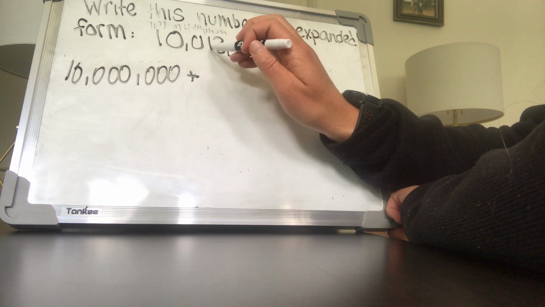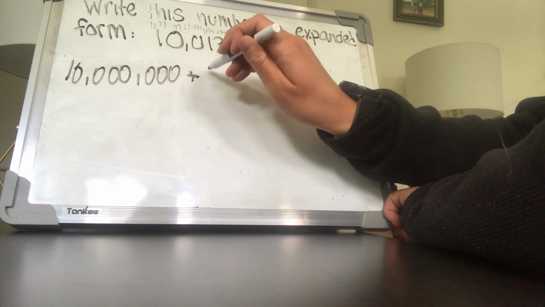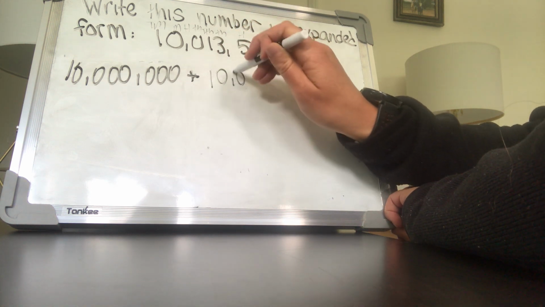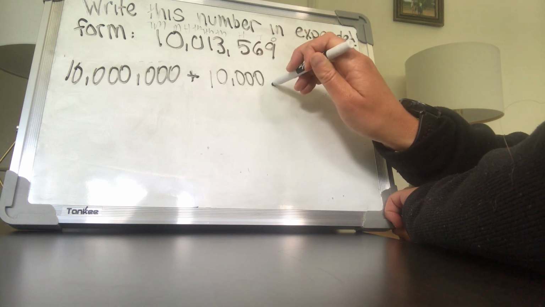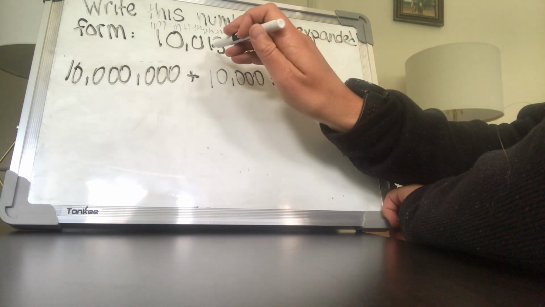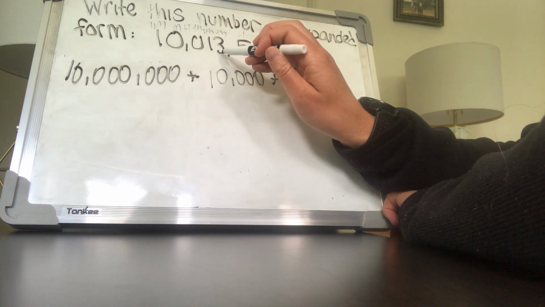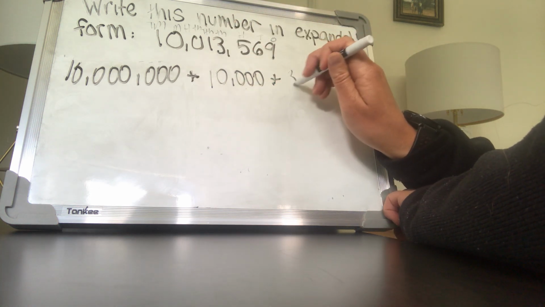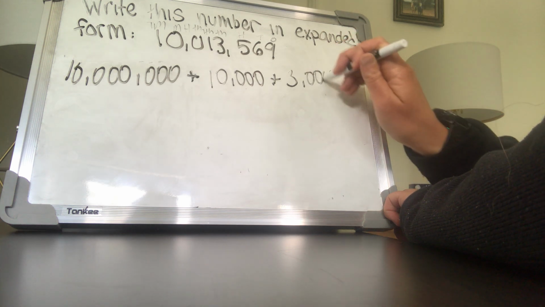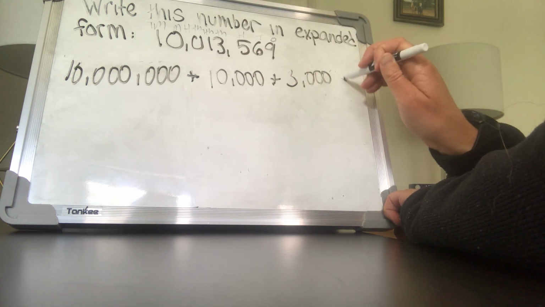But there's a 1 in the 10,000 spot. So I do need to write 10,000. The reason why it's just 1 10,000 is because it's just a 1 in the 10,000 spot. In the 1,000 spot, there is a 3. So I'll write plus 3 thousands because 3 thousands is 3,000.